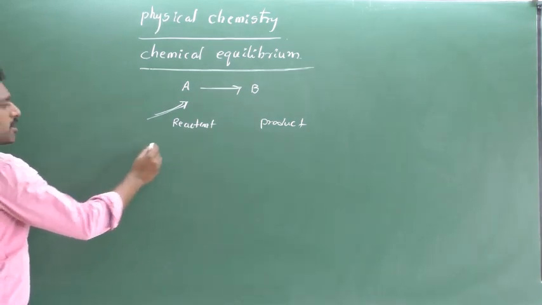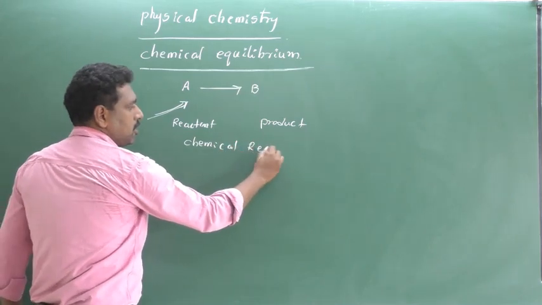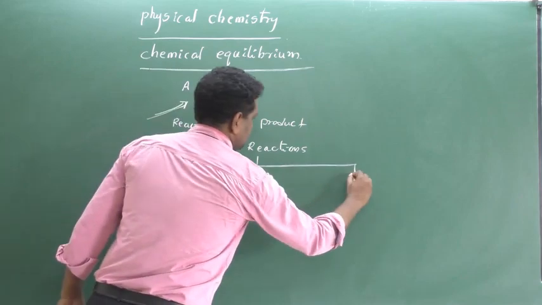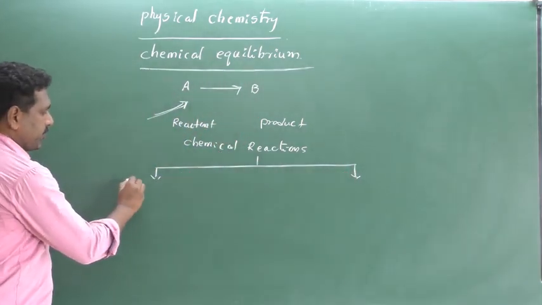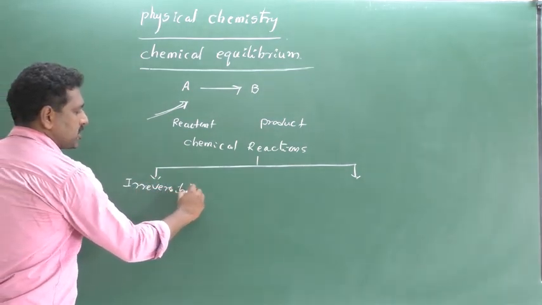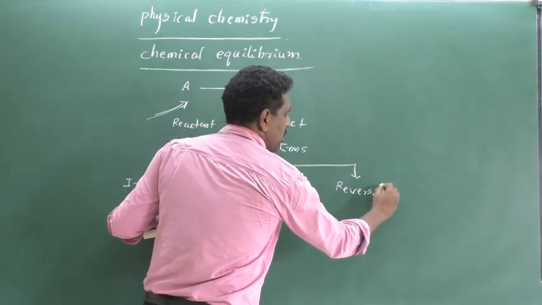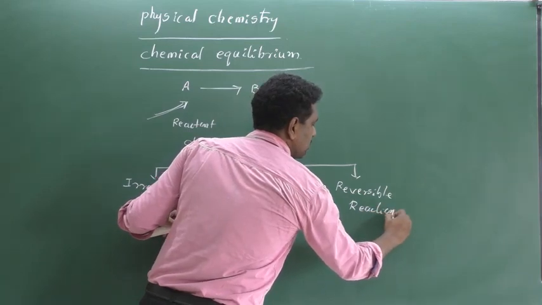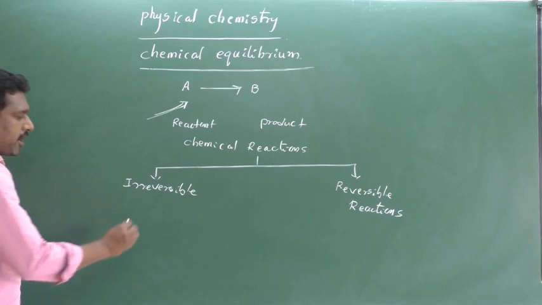Chemical reactions are mainly divided into two types: irreversible reactions and reversible reactions.